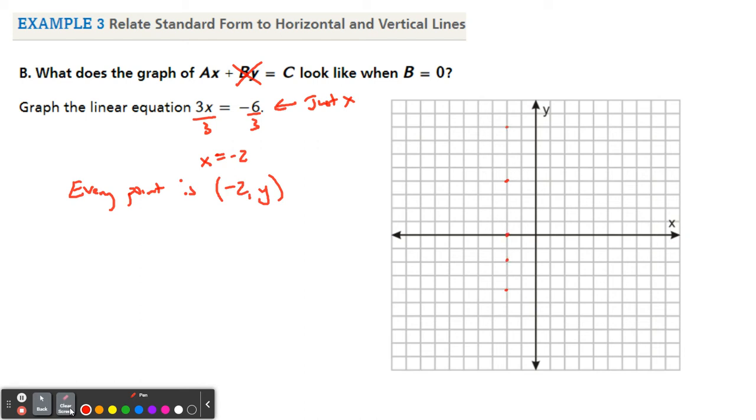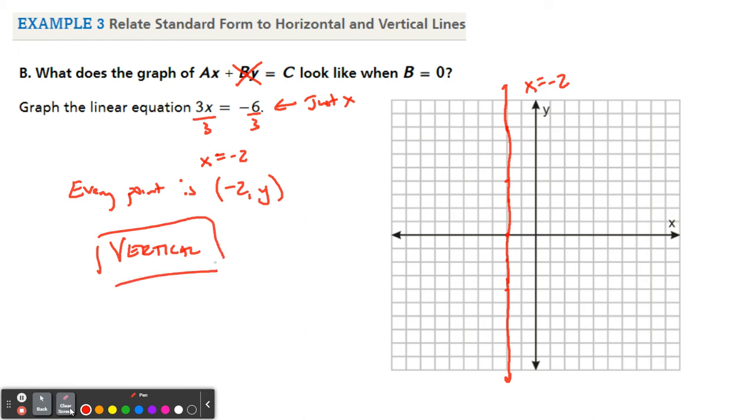And now if we connect these dots as best we can, you see my little snake crawling down this vertical line. You do get a vertical line, x equals -2. And that is what kind of line you get if you only have x in your equation, a vertical line. So again, do your best to remember this as you go through your algebra courses.